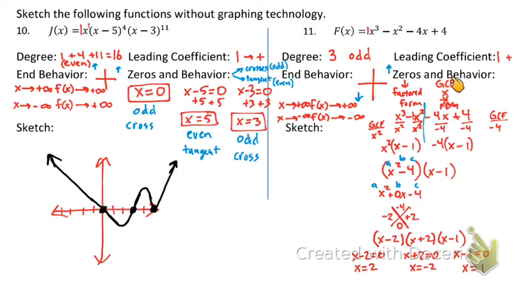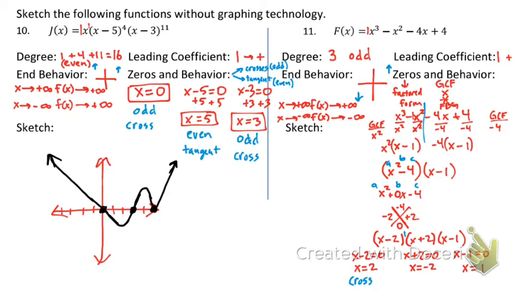We want to know, are they crosses or tangents? So x minus 2 came from this parentheses. What's the power in this parentheses? You'll notice it's a power of 1. So that means since it's odd, just like we showed up here, it's going to cross. Since my degree is odd, it's going to cross here.